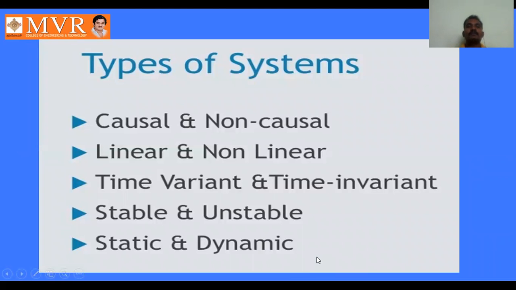Next, coming to the types of systems, how these systems are classified. Here we have five types of systems. First one is causal and non-causal system. Second one is linear and non-linear system. Third one is time variant and time invariant system. Fourth one is stable and unstable system. And last one is static and dynamic system.